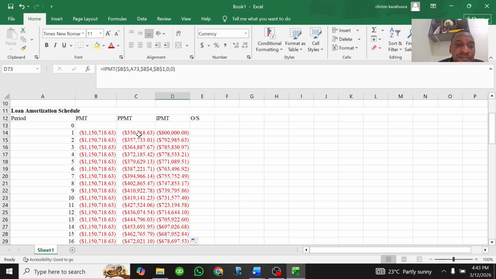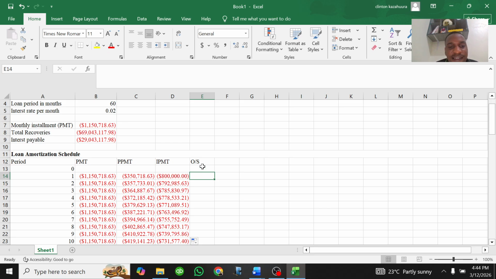So if you add principal payment plus interest payment for each month, it should be equivalent to the PMT that you are seeing here, the monthly installment. So the monthly installment has a component of principal and also interest. So we move. We are left with the outstanding balance.